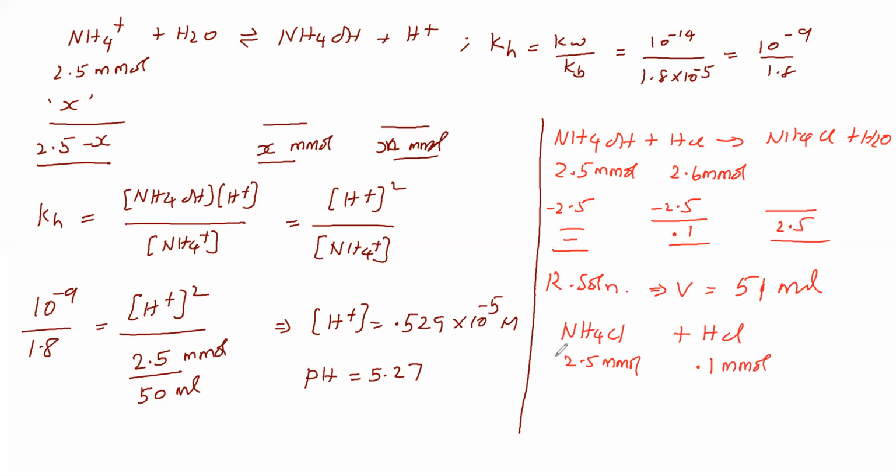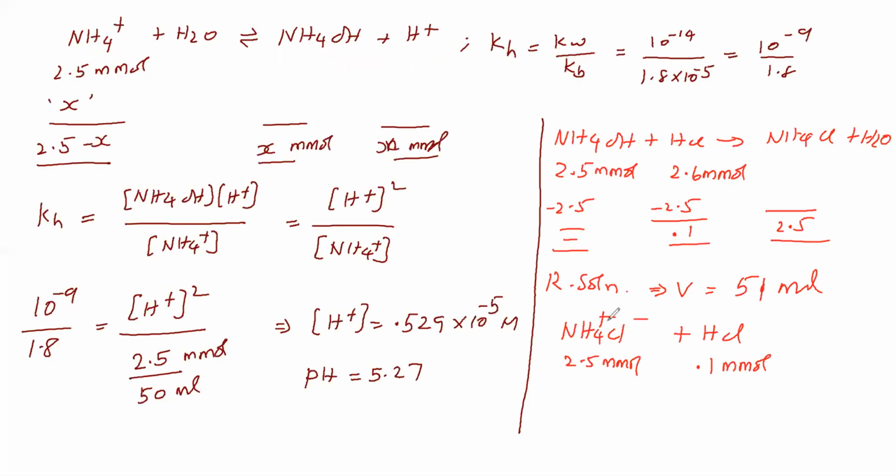Now in this ammonium chloride salt, the cation ammonium ion can undergo hydrolysis. So now we will go for hydrolysis. This ammonium ion on hydrolysis gives ammonium hydroxide and H plus, which remains in water.